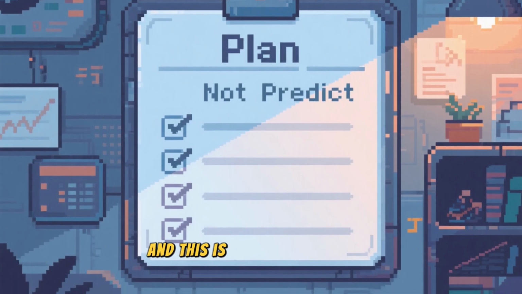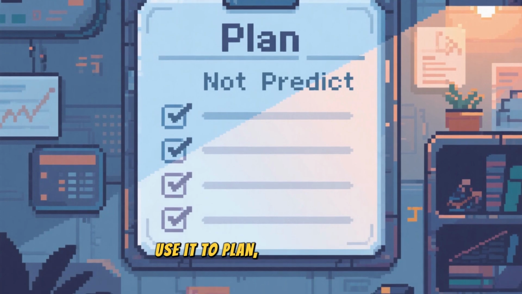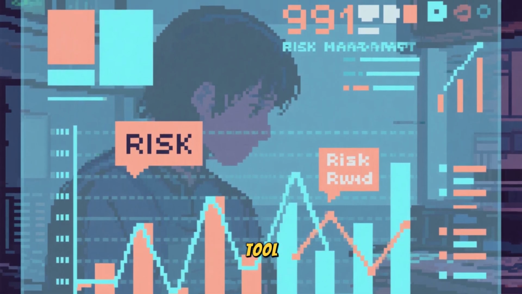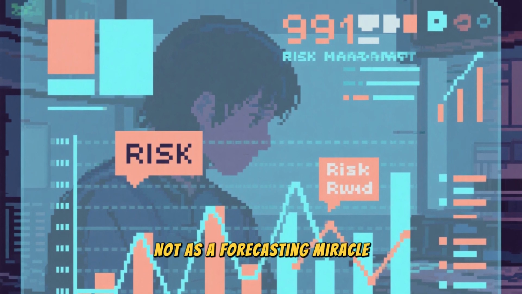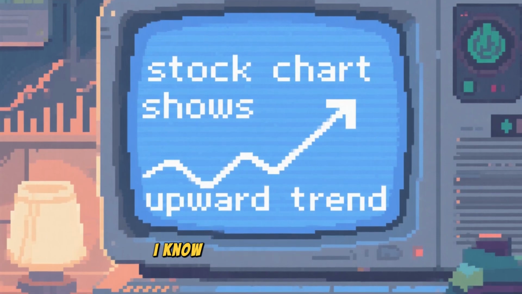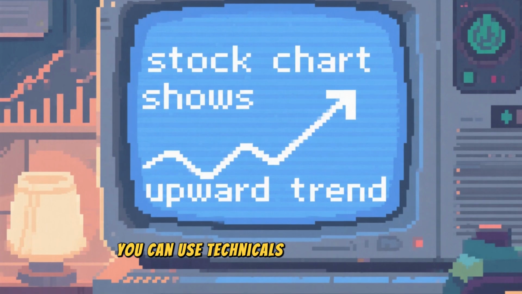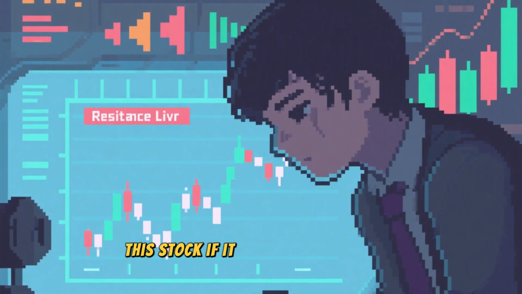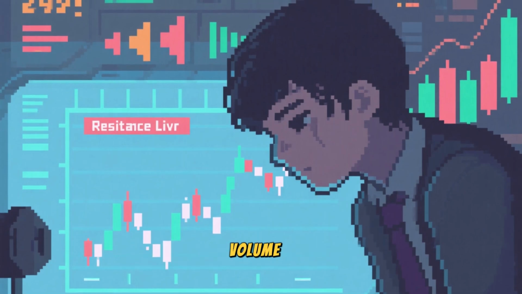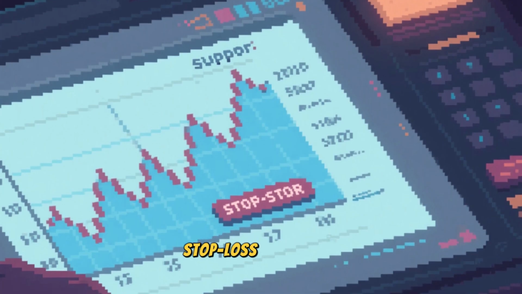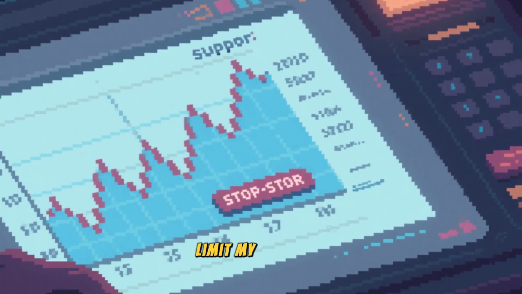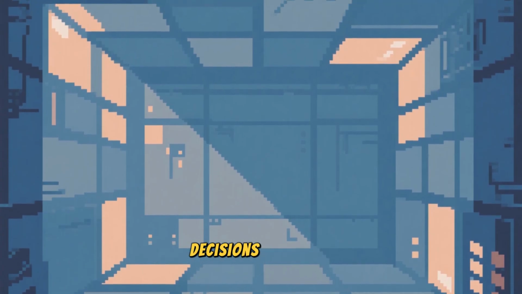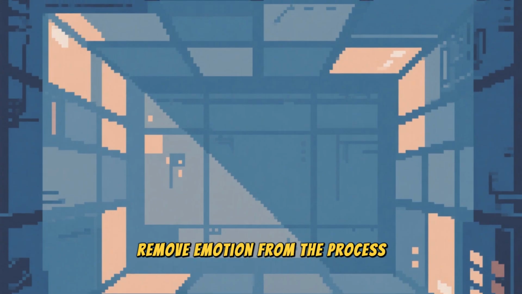Step 3, and this is the most important, use it to plan, not to predict. Technical analysis is best used as a risk management tool, not as a forecasting miracle. For instance, instead of saying "I know this stock is going up," you can use technicals to create a plan. You might decide, "I will only buy this stock if it breaks above this key resistance level on high volume," or "I will place my stop-loss order just below this support level to limit my potential loss if I am wrong." This approach creates a disciplined framework for your decisions and helps remove emotion from the process.